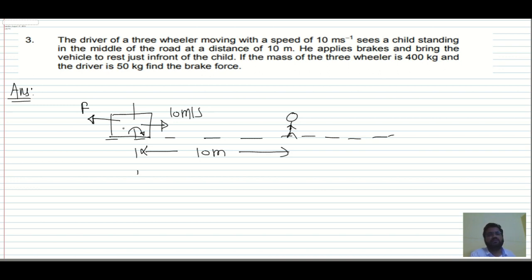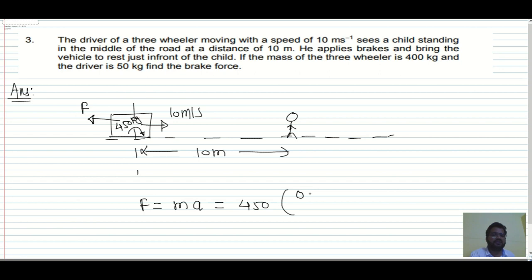It is given the mass of the four-wheeler, three-wheeler, and the driver is 400 plus 50, that is 450 kg total mass. We want to find the braking force. Okay, no problem. So the braking force F is equal to mass times acceleration, which is equal to, what is the mass given? 450. What is the acceleration?